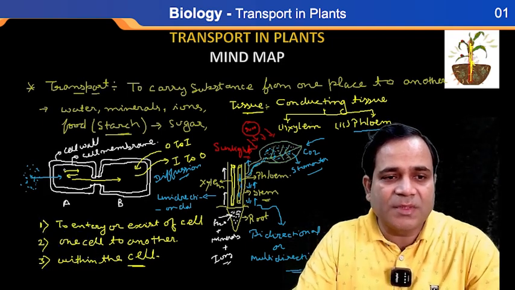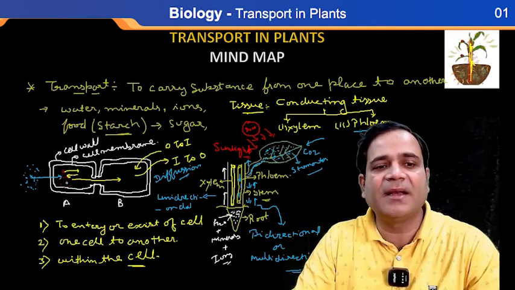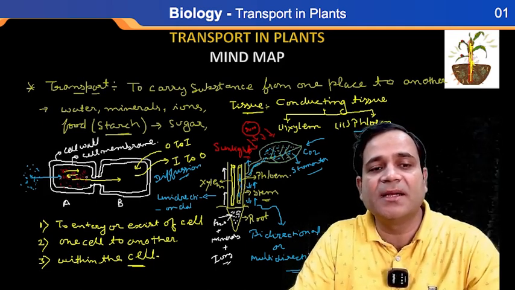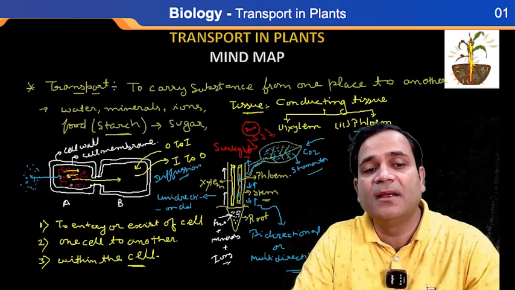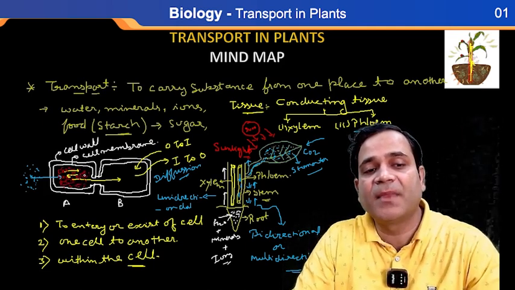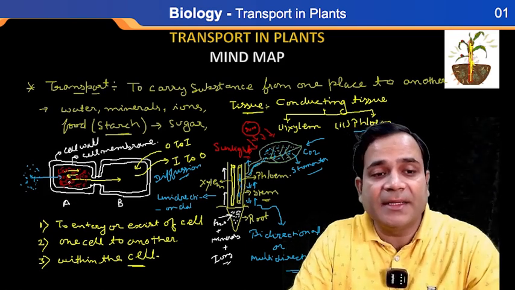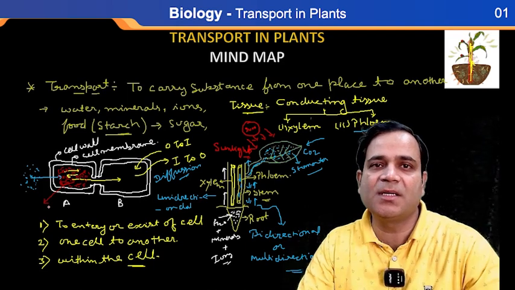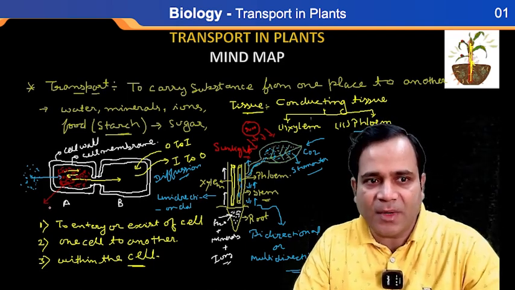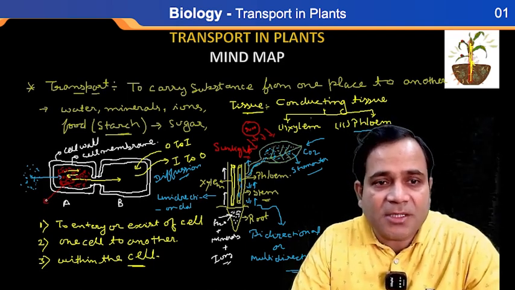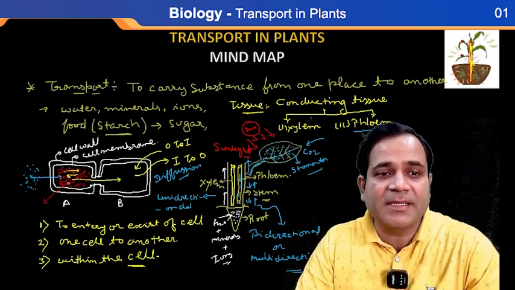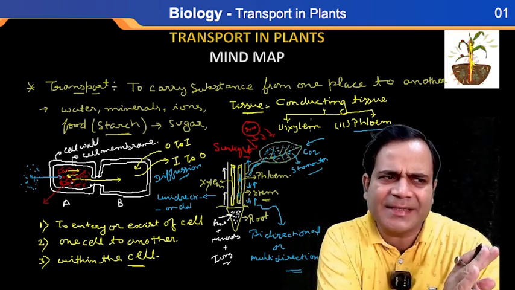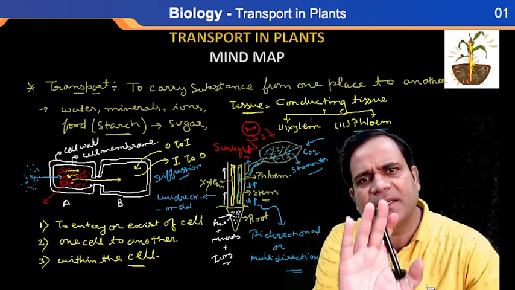But suppose the concentration gradient of the material is more within the cell. Let's see what I'm making here. Here the concentration gradient is more, and the flow is from inner to outer, my dear. Inner to outer. Here also it is diffusion, because the concentration gradient here is more. So whenever the flow is either from outside to inside or inside to outside, it is with diffusion.